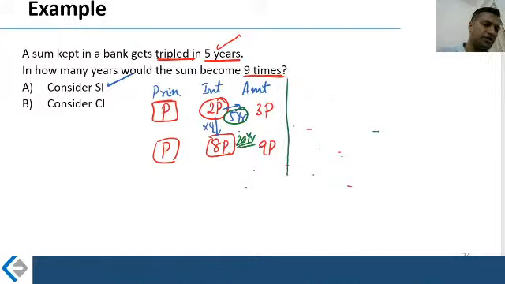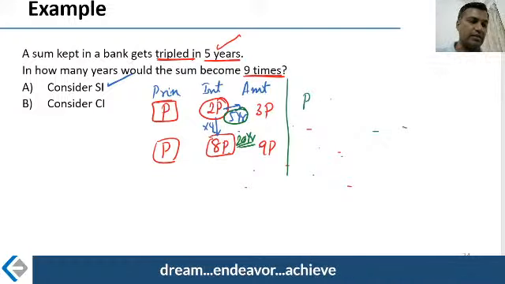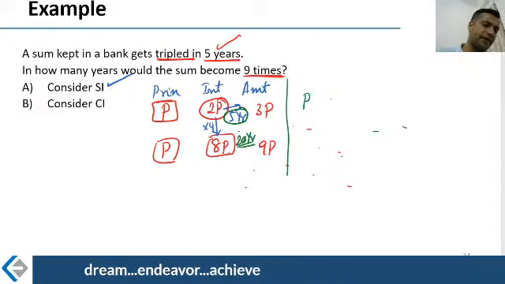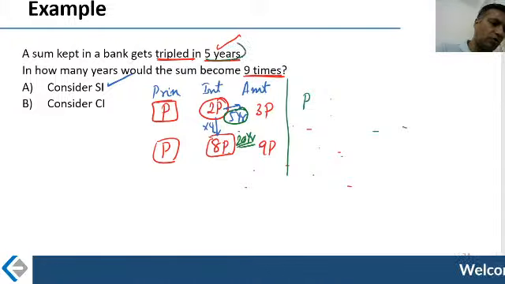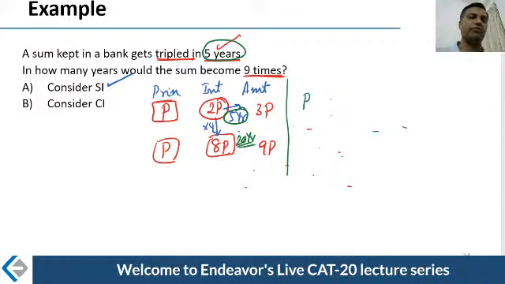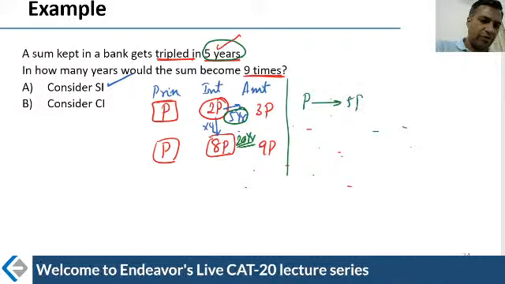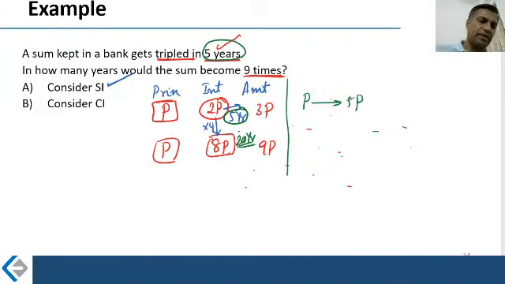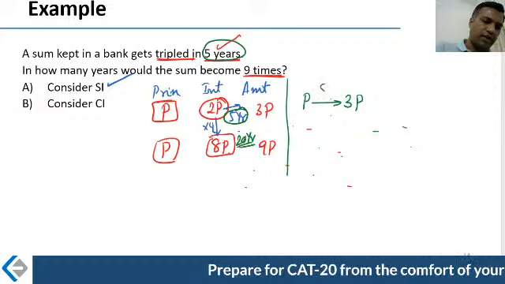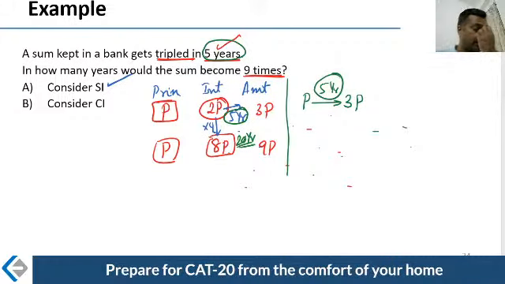Pay attention. Same question on CI. How do I look at it? In CI, your principal keeps changing at the end of the compounding period. What I do is make a bundle, a lock-in period of 5 years. So 5 years is nothing but 1 year, in a sense. P has become 3P. I locked it for 5 years, and if I lock it for 5 years, it becomes 3P.